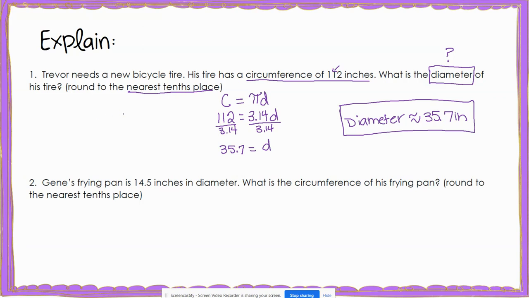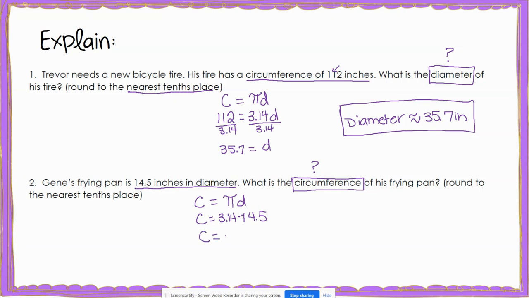Number 2 says Jean's frying pan is 14.5 inches in diameter. So we know the diameter of this frying pan. The question asks, what is the circumference of his frying pan? So we are looking for circumference. Well, we are going to start by using the circumference formula. So C equals pi times diameter. This time we don't know the circumference, we know the diameter. So we can plug in 3.14 for pi, and according to the problem, the diameter is 14.5. So we're going to multiply 3.14 times 14.5.